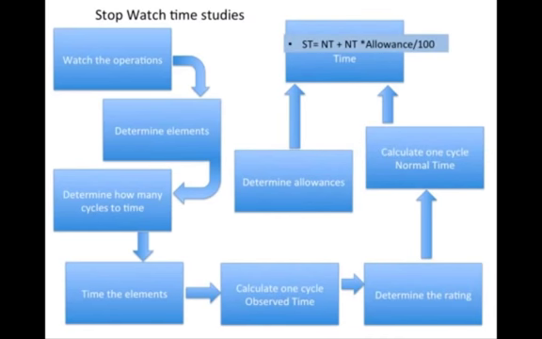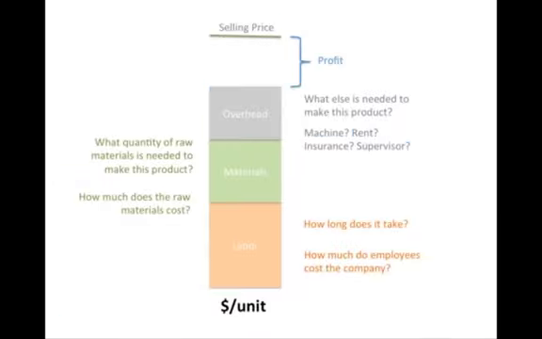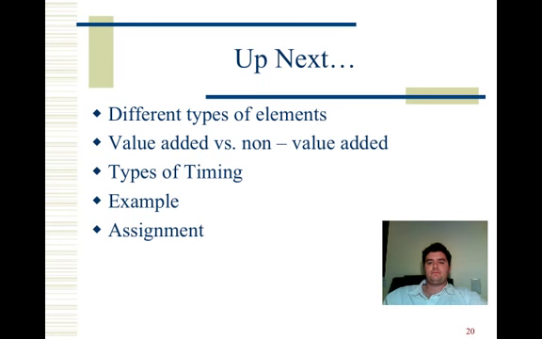Then what you do is you take the allowances that you've calculated, and you take the normal time, and then you add the normal time plus the allowance. And I have allowances in here as a percentage. That's why it's divided by 100. But that will get you the standard time. That's what you need to get. When you're getting to this value, how long does it take? You need to do all of those steps to figure out how long it takes.